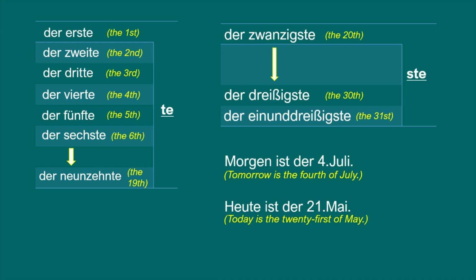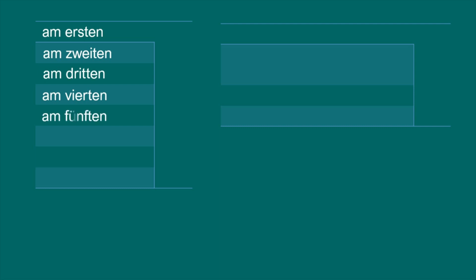And now, let's try to use the article am, or "on" in English. Am ersten. Am zweiten. Am dritten. Am vierten. Am fünften. Am sechsten. The same as the first one, up until the 19th. Am 19. Now from the 1st to 19th, they all have the same ending, which is ten.